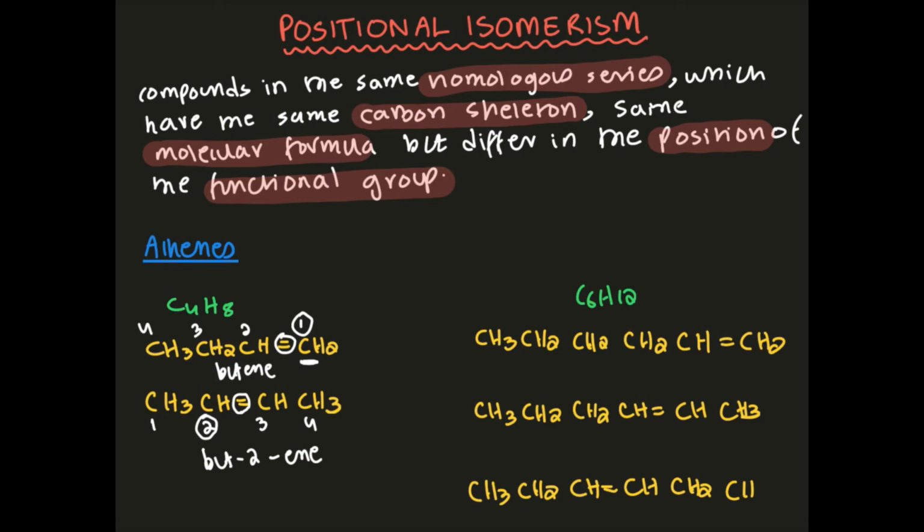So as you can see, the molecular formula is the same. However, when you name it, the name is going to be different. So because of that, these are isomers. And since the position of the functional group, which in this case is the double bond, is changing, they're going to be classified as positional isomers. Let's take a look at another alkene.